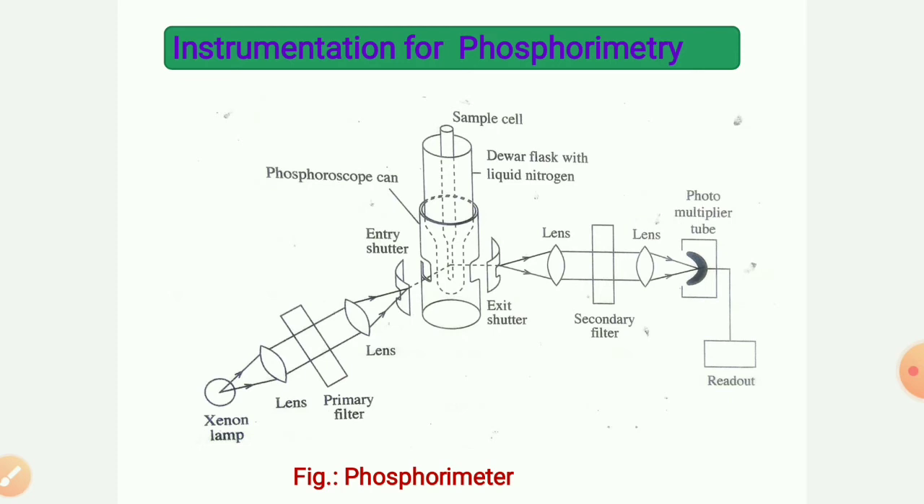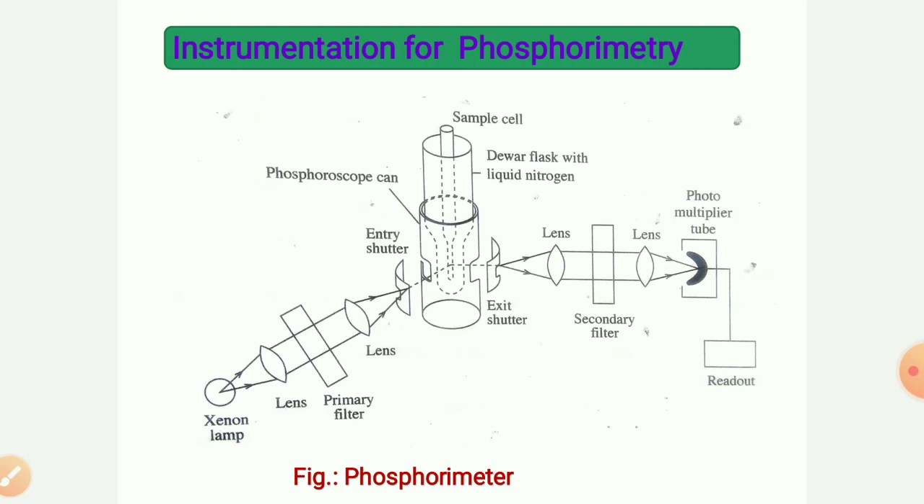The light coming from the xenon lamp passes into the primary filter, which allows only UV light to pass through it and fall on the sample as shown in the figure. The sample cell is kept in liquid nitrogen, which has a temperature of around minus 196 degrees Celsius, placed in a specially designed flask that is called a Dewar flask.